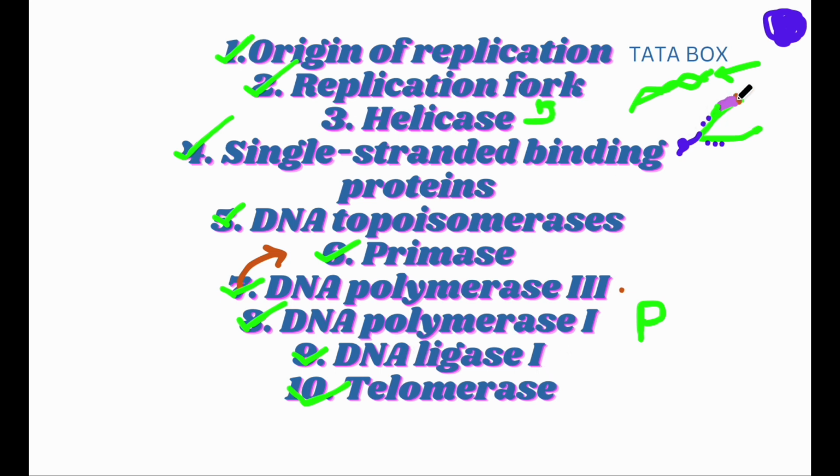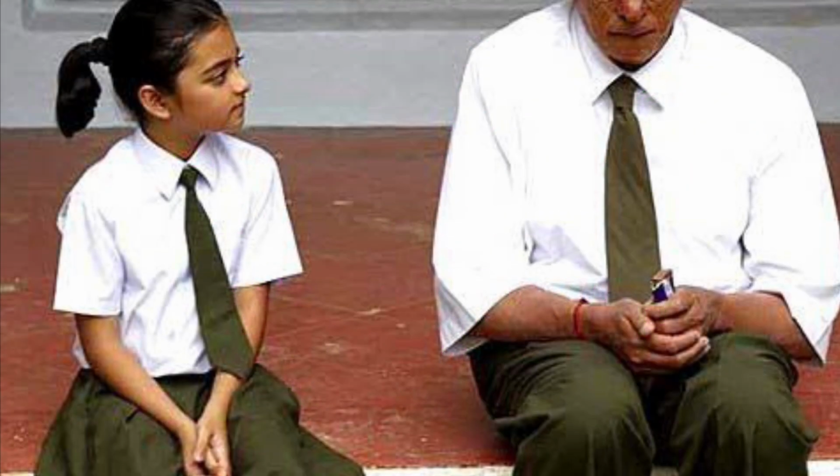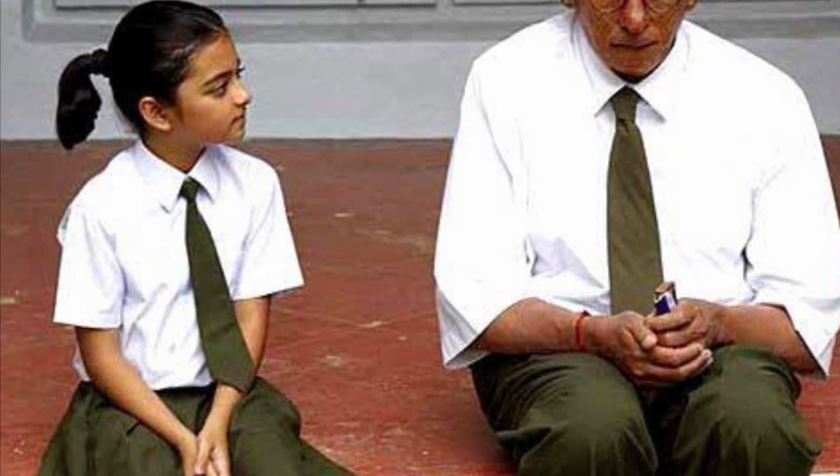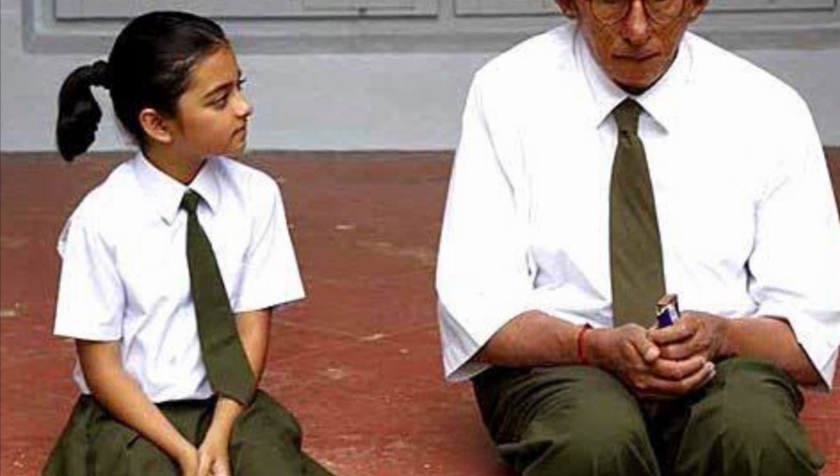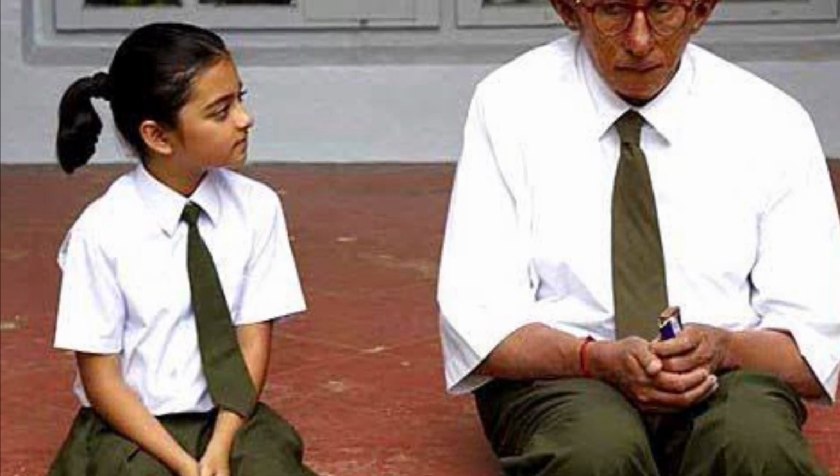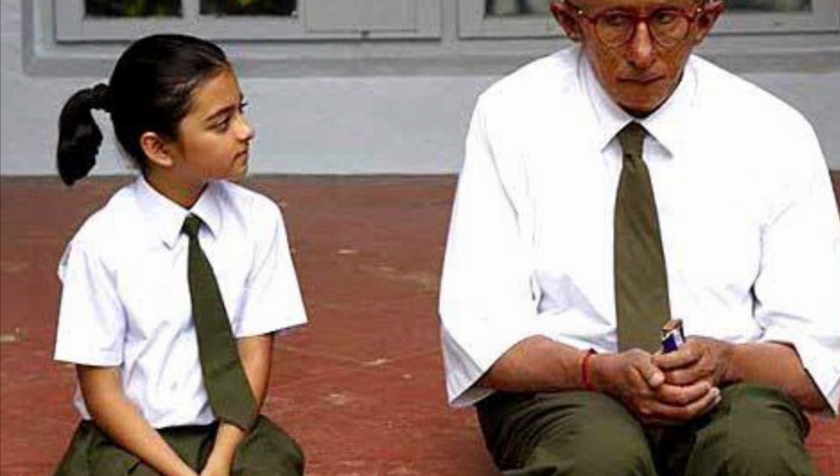Now I have put a P. What's P? Now I'm going to bring an interesting fact. Do you remember Paa? P for Paa, right? In the Paa movie, the child aged very quickly. That disorder was known as progeria. Telomerase is known to be linked to progeria.